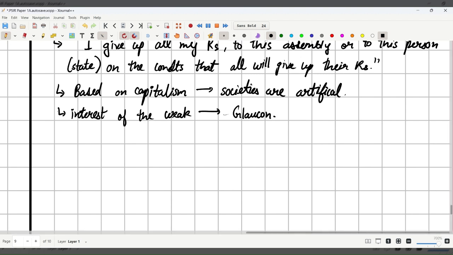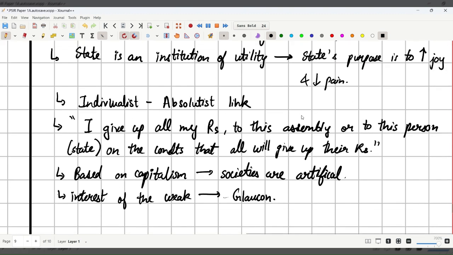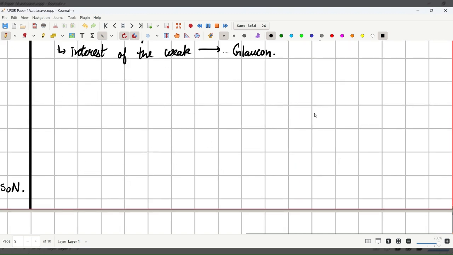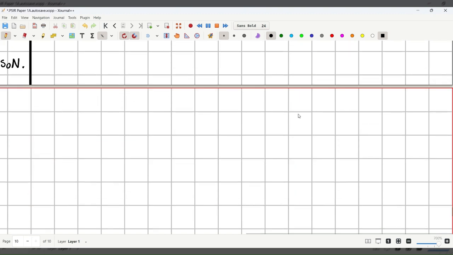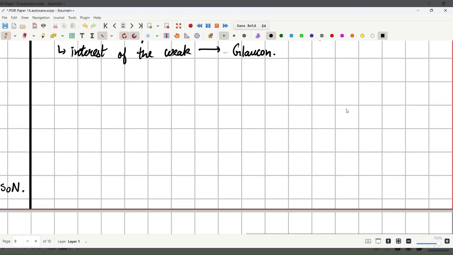Okay, then I think with this, Hobbes' views on social contract are over, and with this, the topic of Hobbes is also over. And before that, we are going to write a few criticisms, and then the conclusions. Okay, so criticisms.